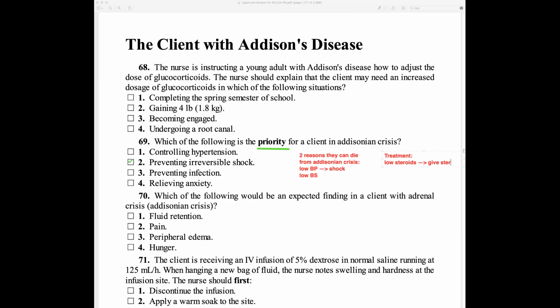Okay. For low blood pressure, we're going to give fluids. For low blood sugar, we're going to give dextrose. Okay.